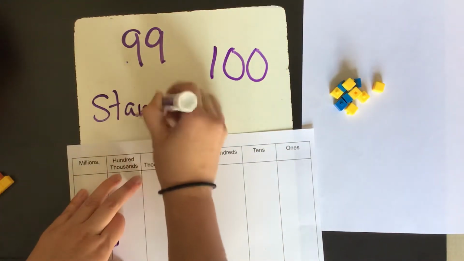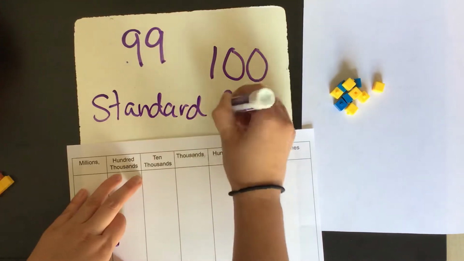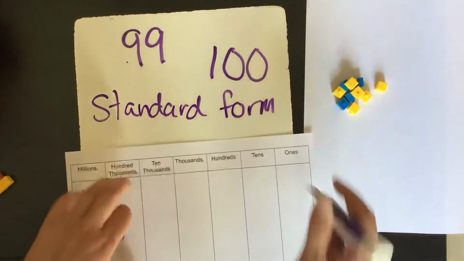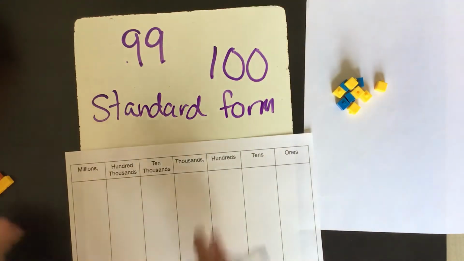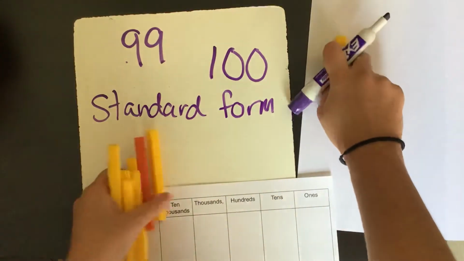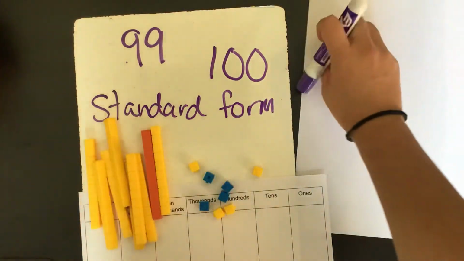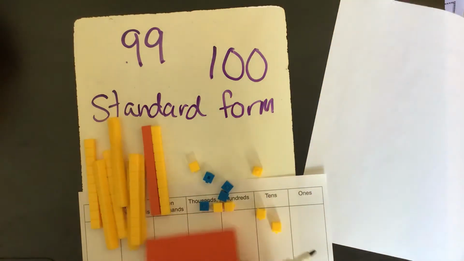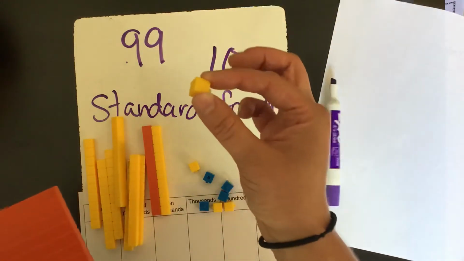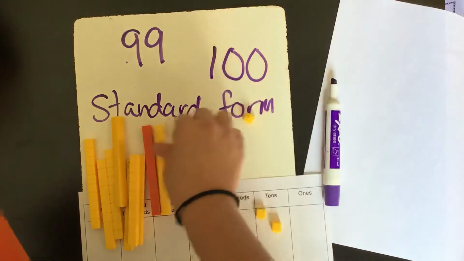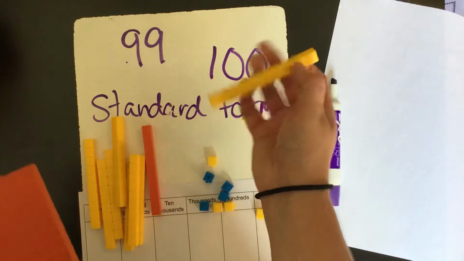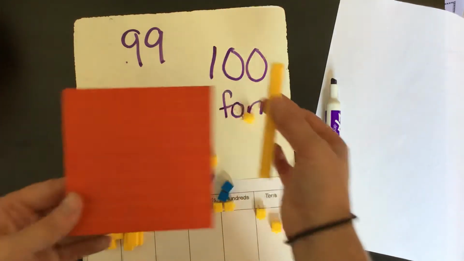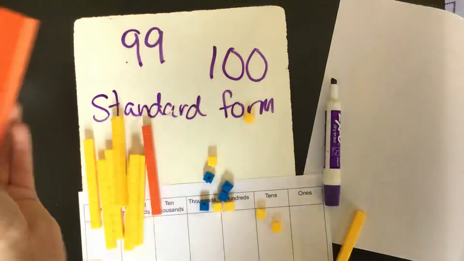standard form. When I talk about base 10 form, I'm talking about what it looks like when I'm using these different tools to help me. So 10 of these equals 1 of these. And 10 of these equals 1 of these.